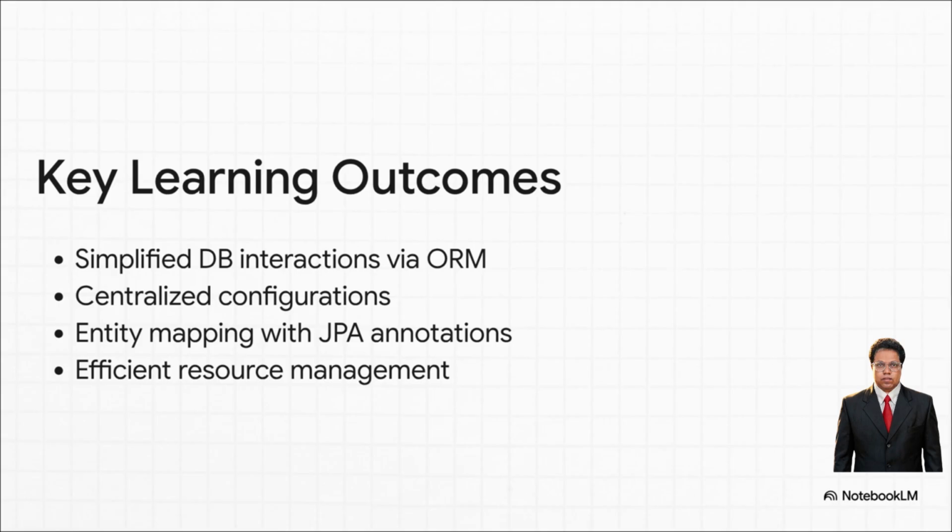So, let's recap the big wins from this explainer. You've seen how ORM radically simplifies Java development by tossing out boilerplate SQL. We've looked at the critical role of declarative JPA annotations, and you've seen how centralizing your configuration inside a singleton session factory makes the whole project incredibly robust.